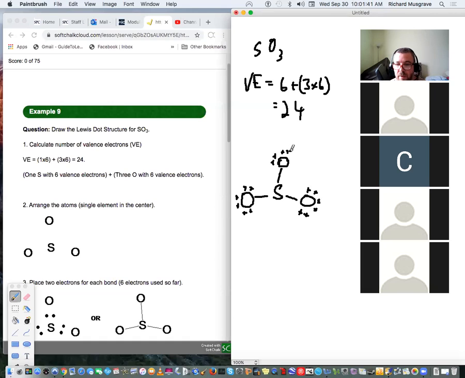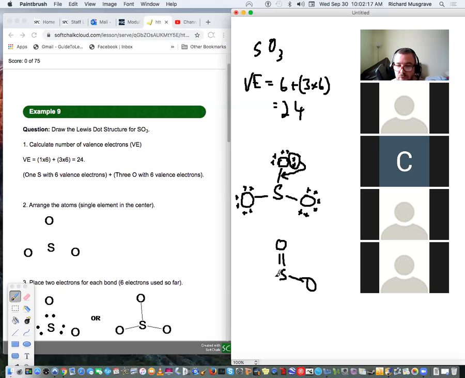Once I've put all those electrons in and I've made everything happy, in the oxygens at least, you'll see I have used 24. So I can't use any more. That's all I can use. But the sulfur here is still unhappy because it's only got 6 around it. So the only way I can make this happy is to take 2 electrons off one of the oxygens, it doesn't matter which, and share it with the S and form a double bond.